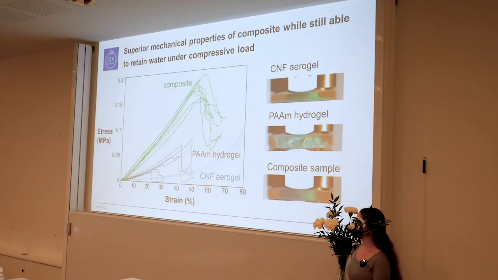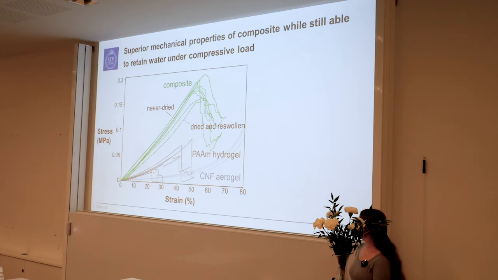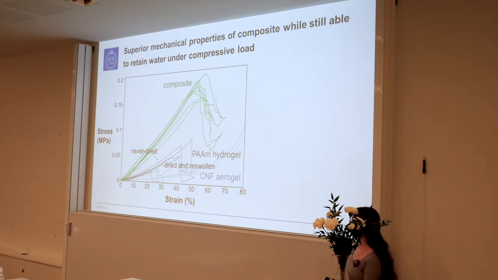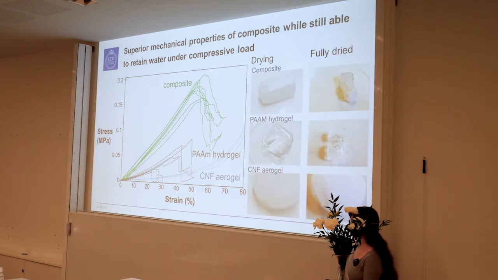This behavior can also be seen in this compressive stress versus strain graph, with the green curves showing the composite. And as you can see, it has a more than double stress at break compared to the polyacrylamide hydrogel. This graph also shows you the difference between never dried and reswollen samples, with the dashed line showing the samples that had been dried and reswollen. And for the composite, we had very little difference between the two, whereas for the polyacrylamide hydrogel, the stress at break and strain at break is half, basically, when we have dried and reswollen samples.